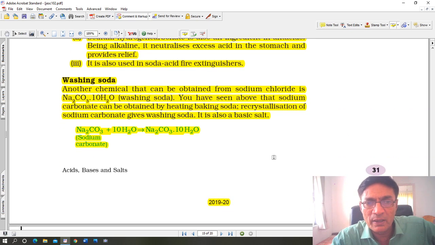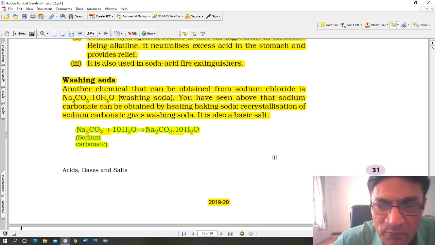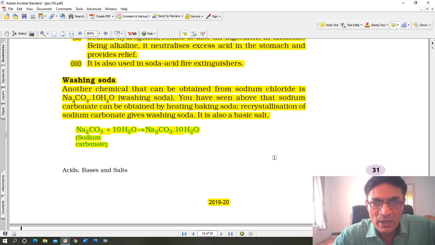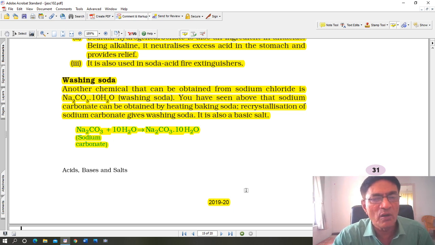Washing soda. Now let us come to washing soda. Another important chemical that can be obtained from sodium chloride is sodium carbonate, Na2CO3·10H2O, washing soda. You have seen that sodium carbonate can be obtained by heating baking soda. Crystals of sodium carbonate give washing soda. It is also a basic salt. Sodium carbonate plus 10 molecules of water gives Na2CO3·10H2O. This is washing soda. As the name indicates, it is used for washing.